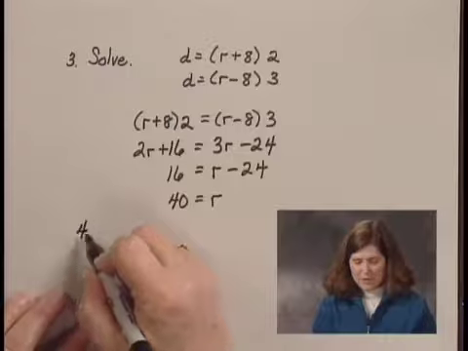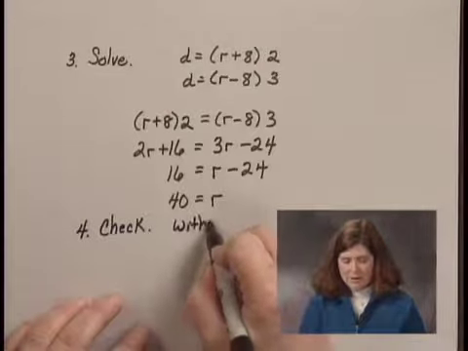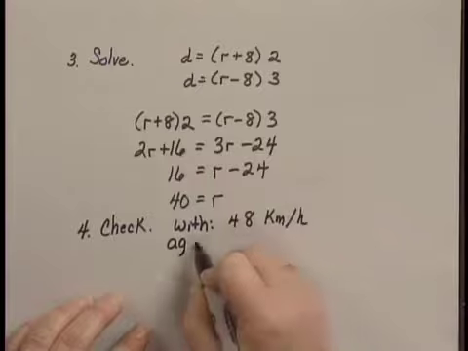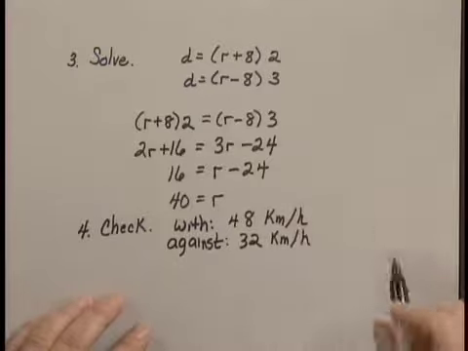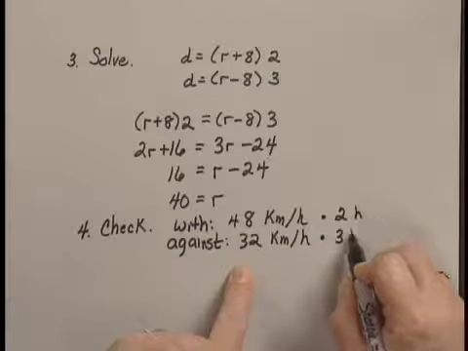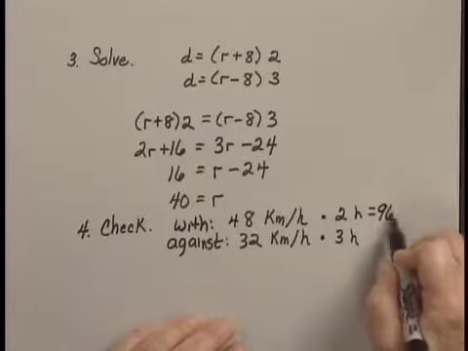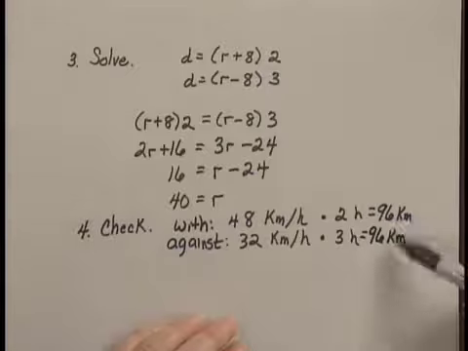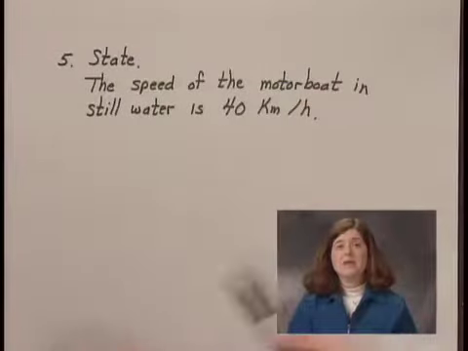So we go to step 4, which is to check. Now when R is 40, the speed with the current would be 48 kilometers per hour. The speed against the current would then be 40 minus 8, or 32 kilometers per hour. The time with the current was 2 hours. The time against the current was 3 hours. Now, speed times time gives us the distance, 96 kilometers, with the current, and speed times time gives us the distance, 96 kilometers, against the current. We have a check because the distances are the same. So we can state that the speed of the motorboat in still water is 40 kilometers per hour.